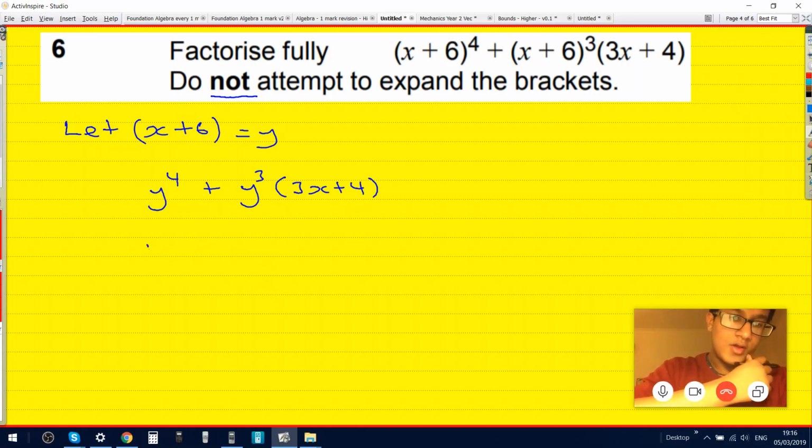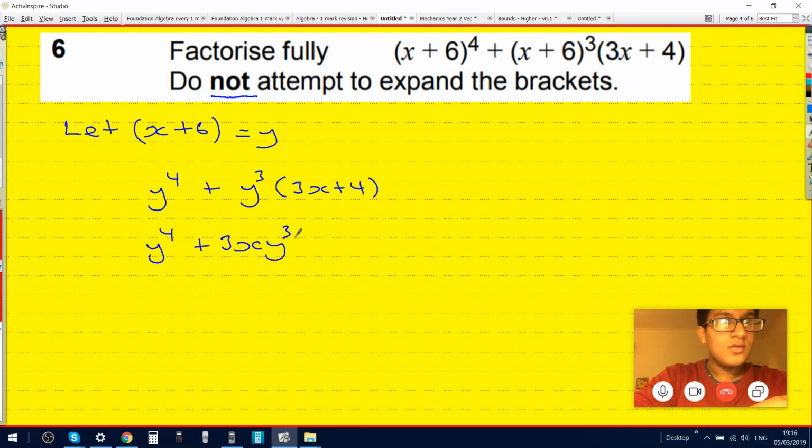All right, if it really helps. No, we don't have to. I didn't really understand the question. Go on, factorize.